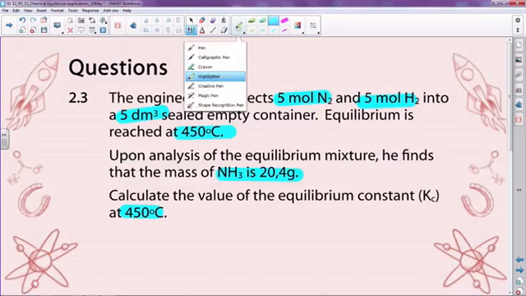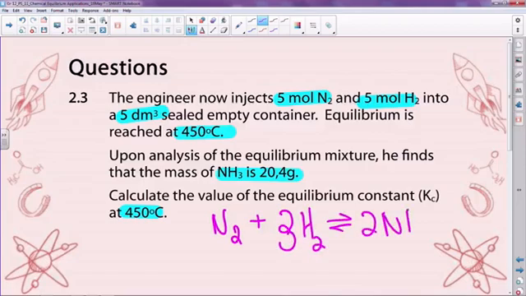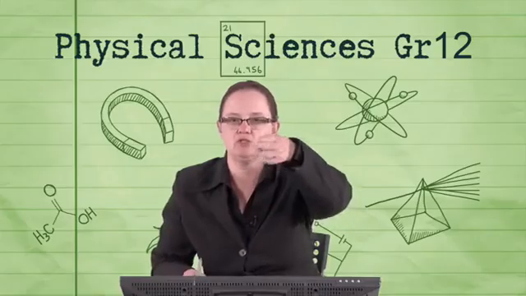So I'm going to give you 2 minutes. Okay, here's the equation. I'm going to give you 3 minutes to calculate the equilibrium constant. The reason why I'm giving you so little time is so I can make sure I get time to do it with you. So you have 2 minutes, and those 2 minutes start now.